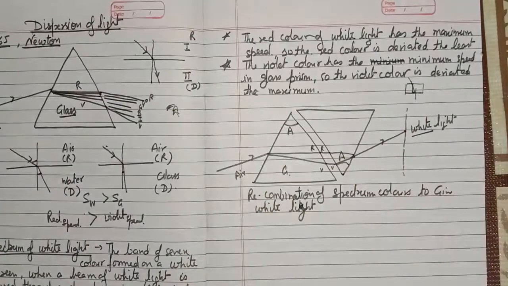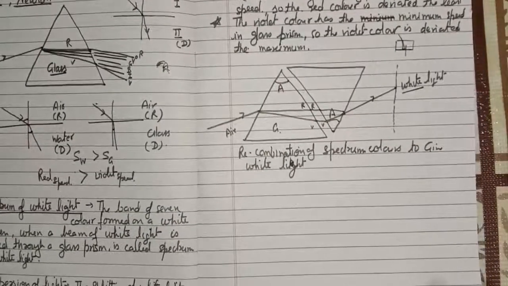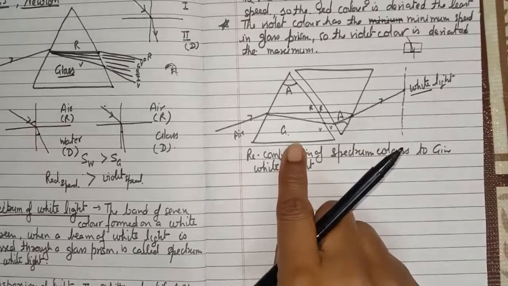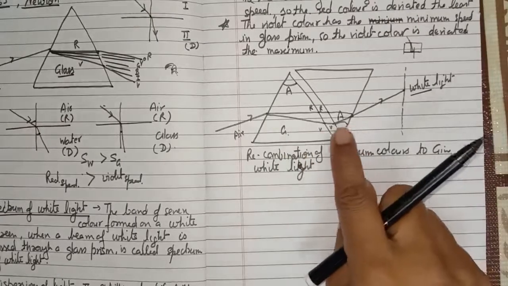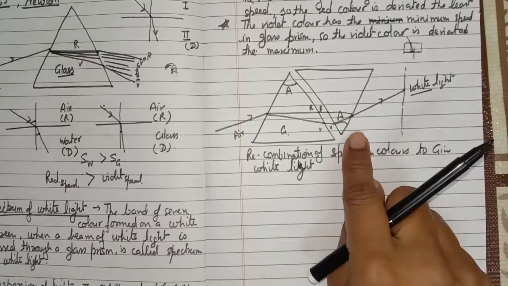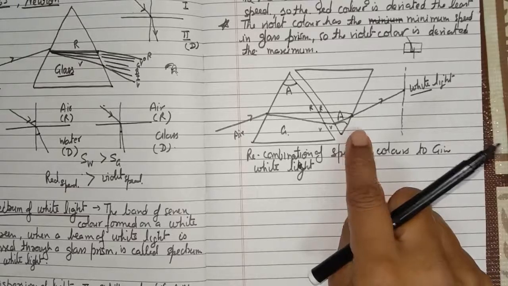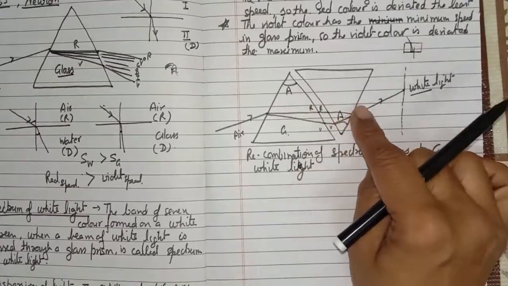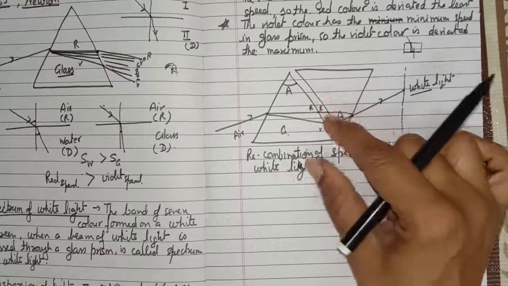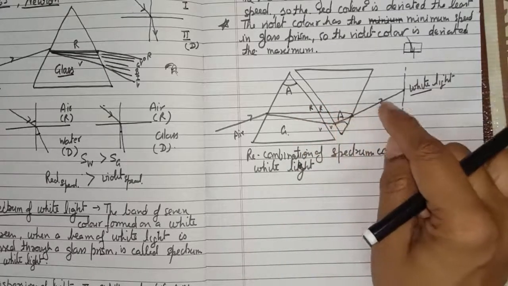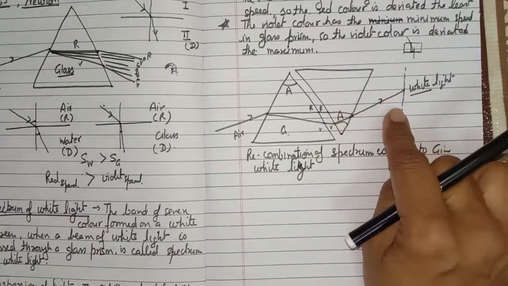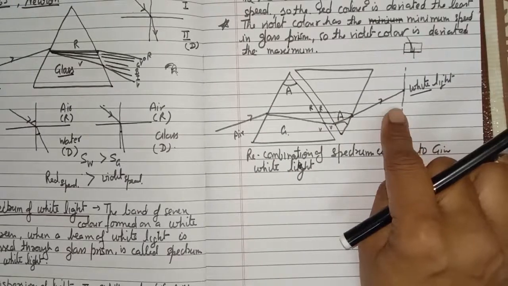So it means we can again get the white light by using the glass prism if we place one glass prism erect and the other one inverted. So the second prism receives all these seven color rays from the first prism and recombines them into the original beam of white light. Okay, and this is called the recombination of white light.